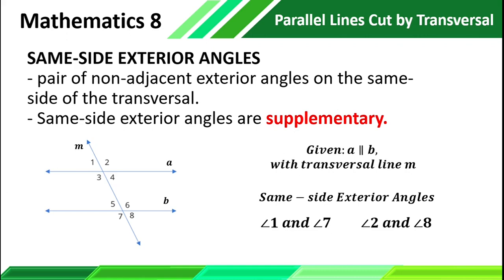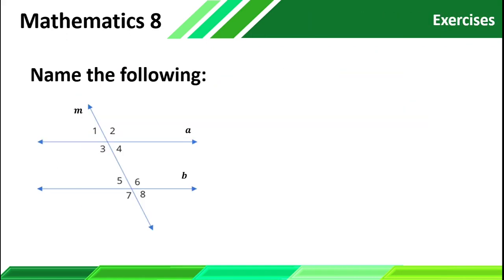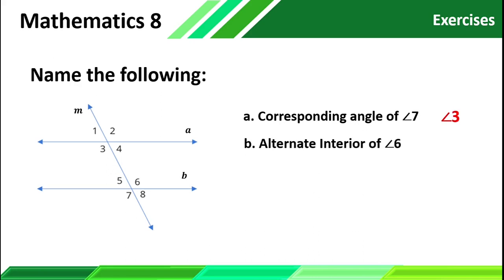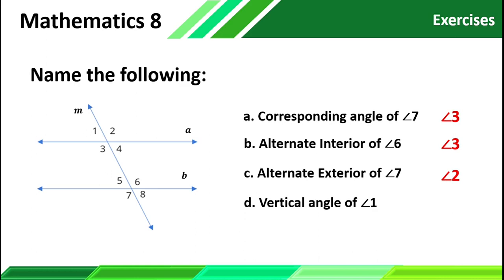Let's proceed with the following exercises. So let's name the following. Letter A. What is the corresponding angle of angle 7? The corresponding angle of angle 7 is angle 3. Letter B. What is the alternate interior of angle 6? Alternate interior of angle 6 is angle 3 as well. We have letter C. What is the alternate exterior of angle 7? And that is angle 2. And lastly, what is the vertical angle of angle 1? That is angle 4. I hope this is clear with you.